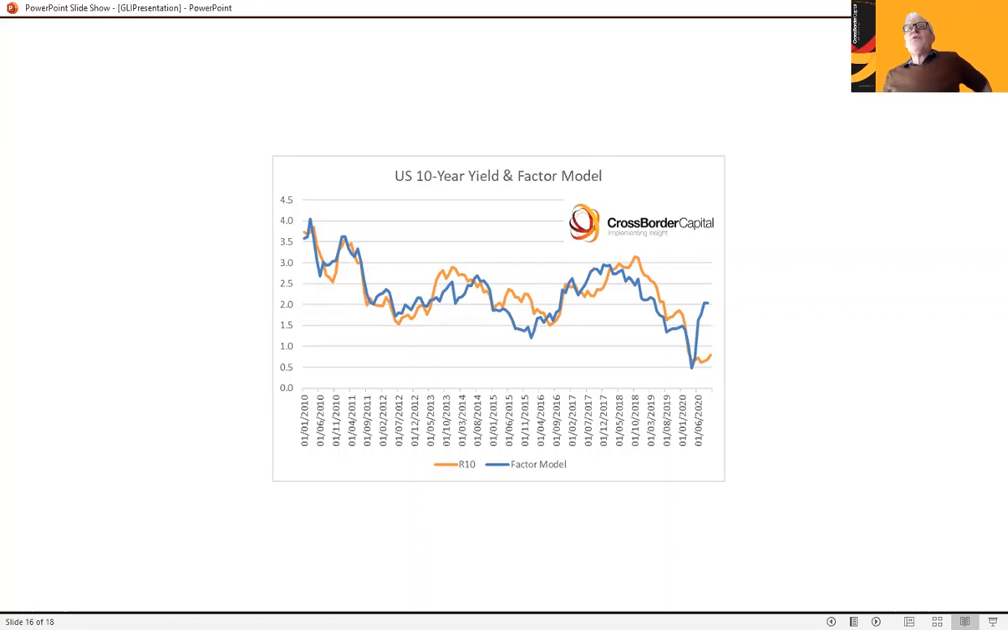What you can see is that all three factors are lifting the blue line higher, indicating that the US Treasury yield should be around 2%, not 0.85 or whatever it is now. Yields are moving up, but not that rapidly. That gap is an anomalous gap, which will be closed over the next 12 months, we would think.